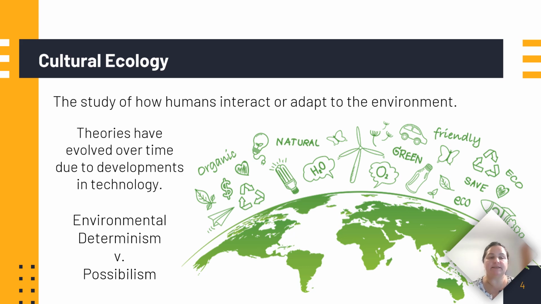Cultural ecology is the study of how humans interact or adapt to that environment. Over time, there's been several theories related to cultural ecology, but two that we discuss in this class are environmental determinism and possibilism.